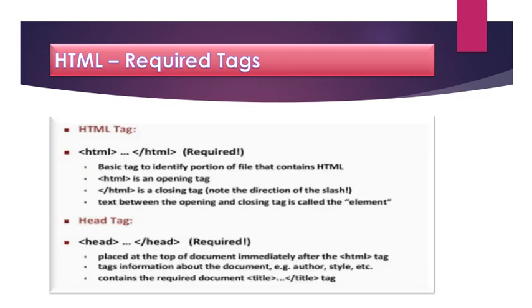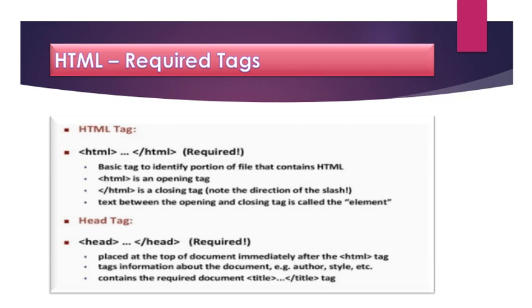HTML required tags. So we have HTML. It's a basic tag to identify the portion of a file that contains HTML. HTML is an opening tag, that one now. And this one is a closing tag, note the direction of the slash. We have a forward slash here that shows the closing tag. Text between the opening and closing tag is called an element. So for example here, HTML is an element.